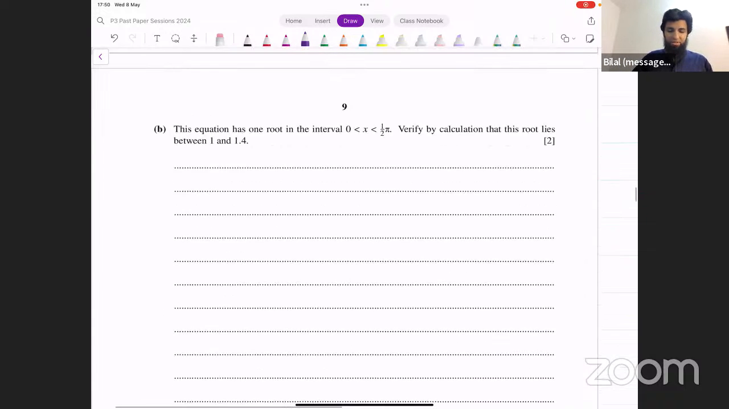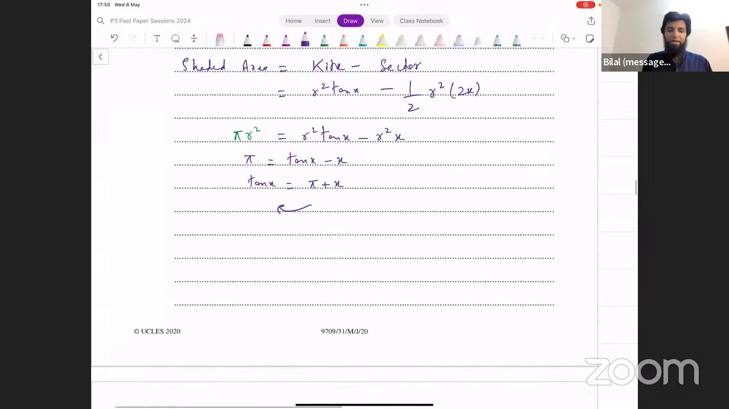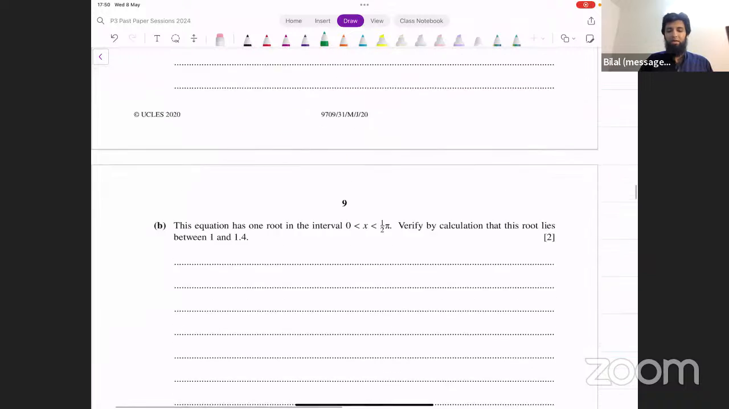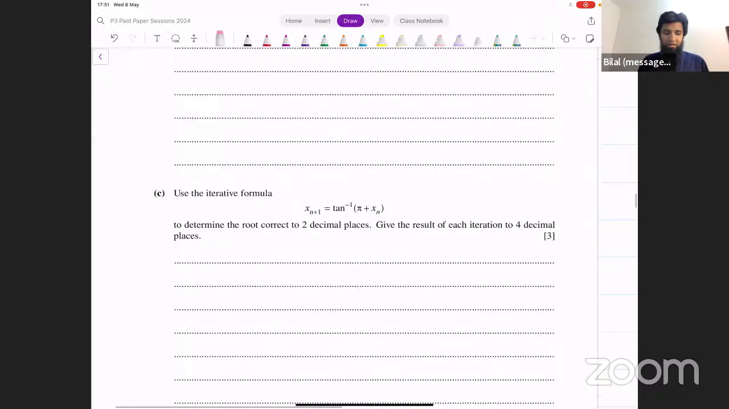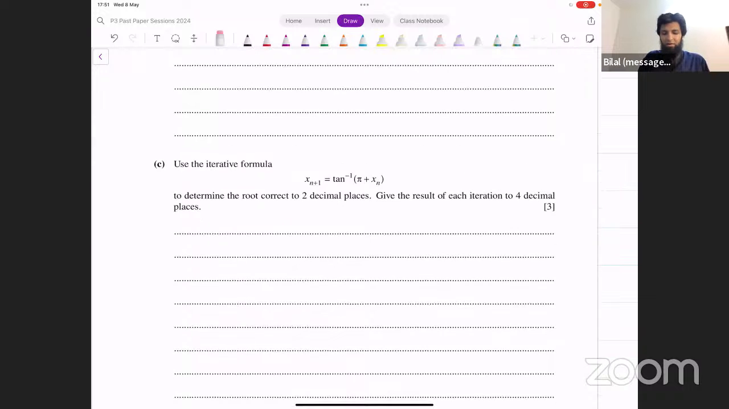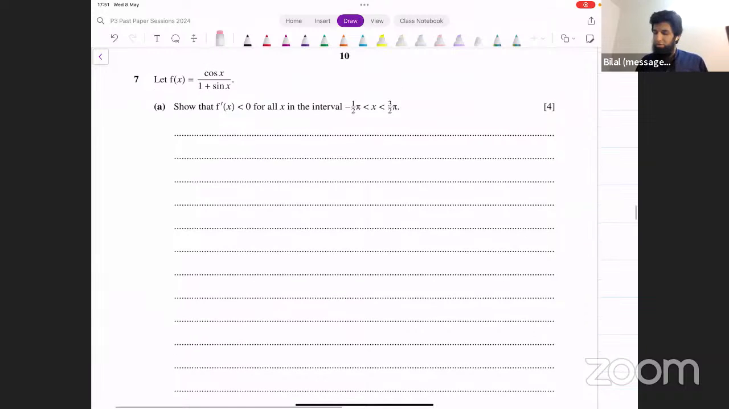Now in the second part, it says this equation has one root in this interval. You just take everything to one side, and then you input 1 and 1.4. One of those values will be negative, the other will be positive, and you would say since the sign is changing, a root lies within that interval. So this part is pretty straightforward. And then the next one says use this iterative formula to find that value. Again, pretty straightforward. I'm going to move on to the next one.